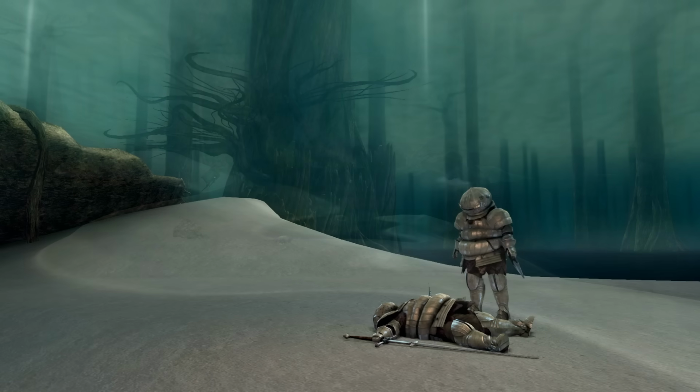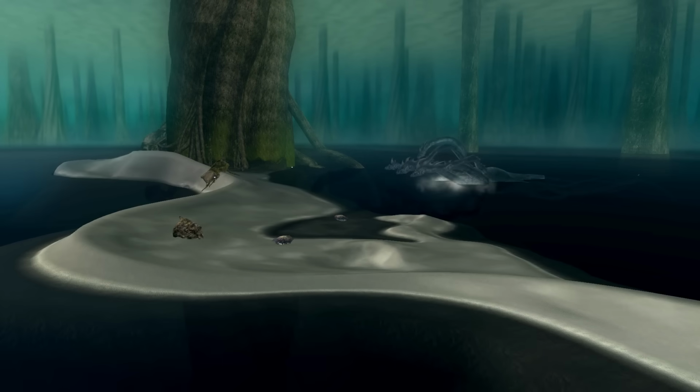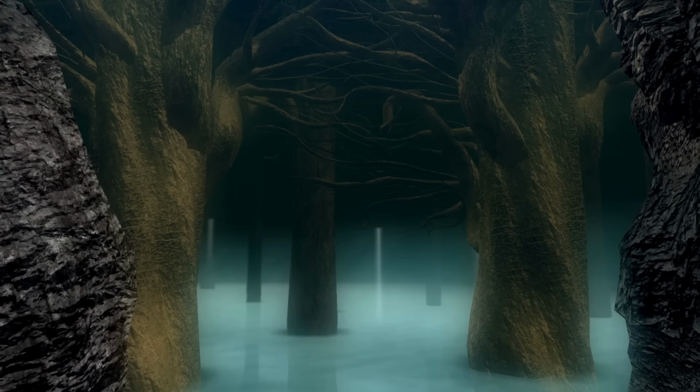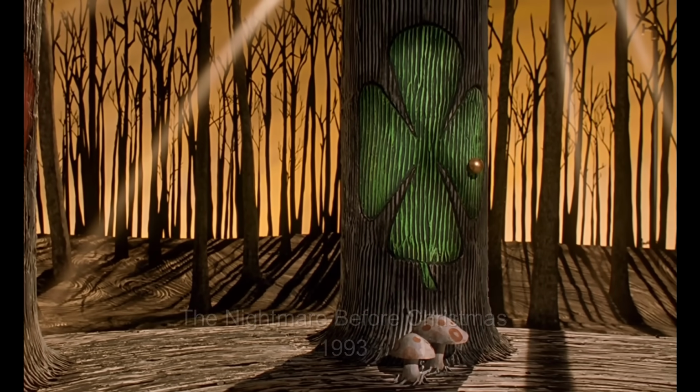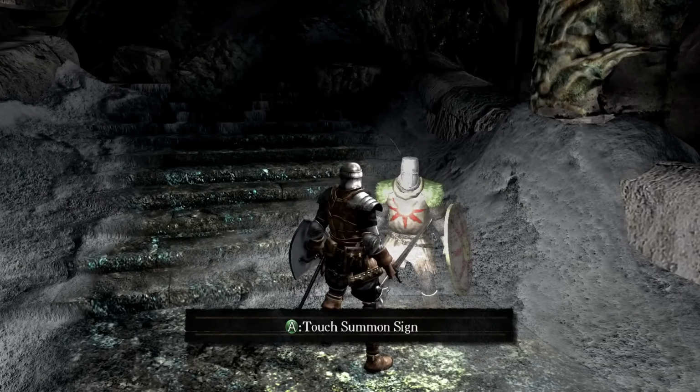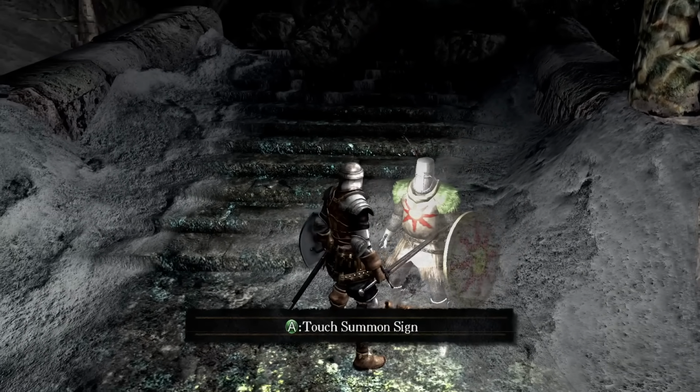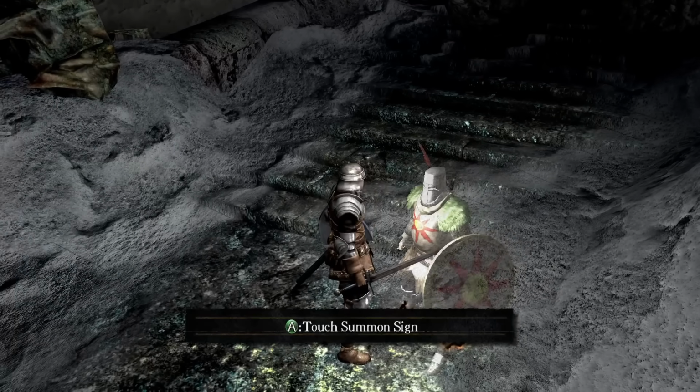But I would like to respond to a popular fan theory. There's the idea that every arch tree is a connection to another world. Perhaps a parallel universe or another world entirely. This has been likened to the tree doors in The Nightmare Before Christmas. There are reasons to support the idea of parallel universes as a legitimate fact of the world of Dark Souls, but I don't think the arch trees themselves are mapped to them in this kind of way.